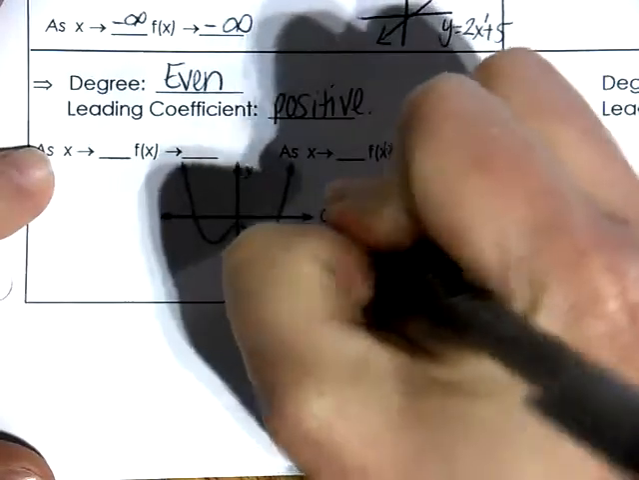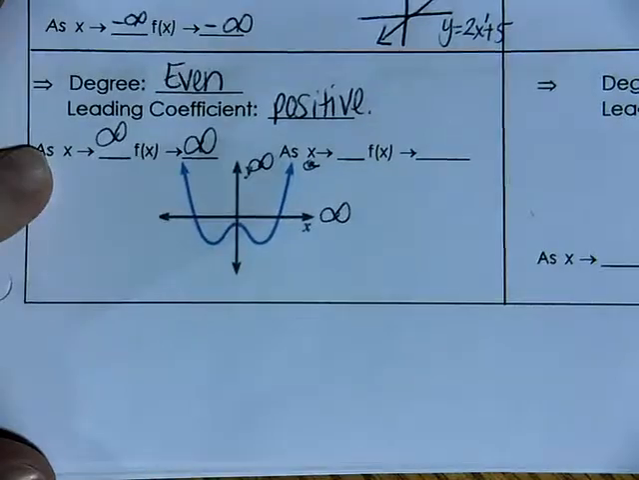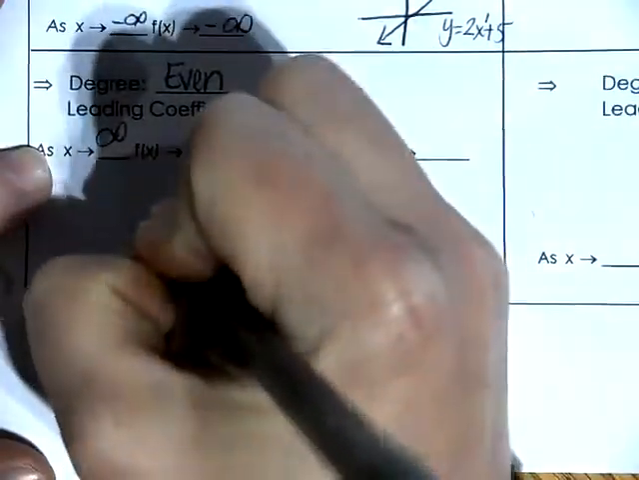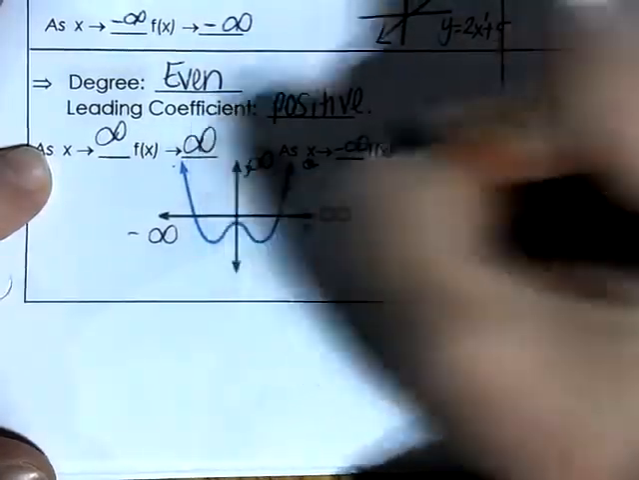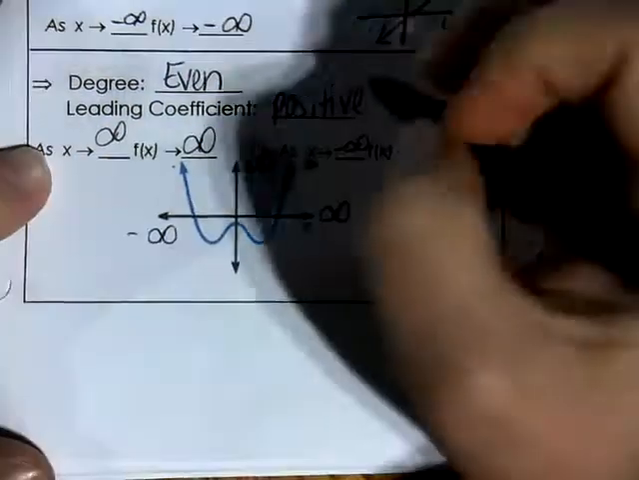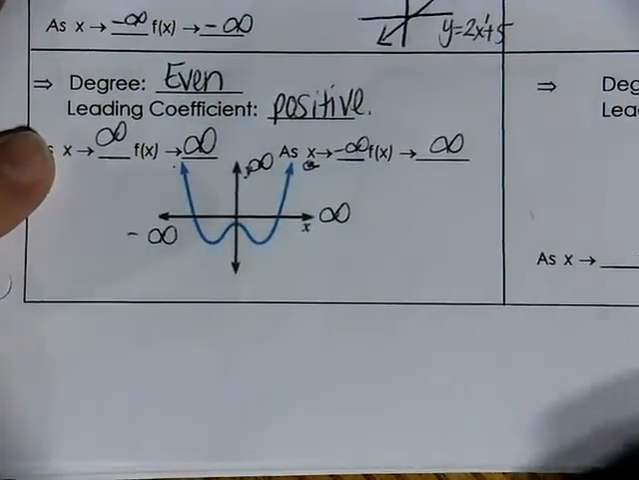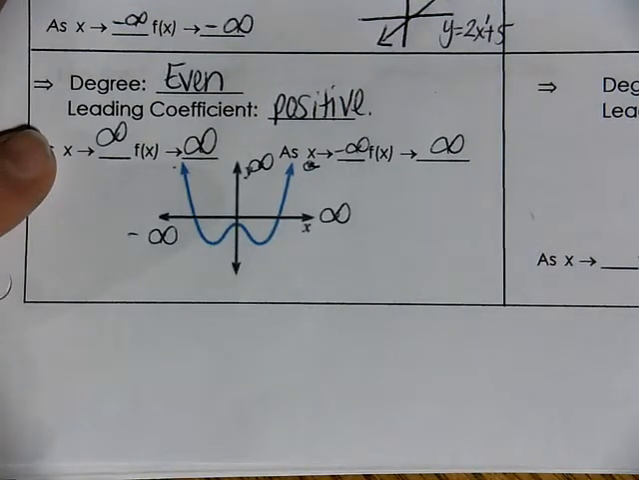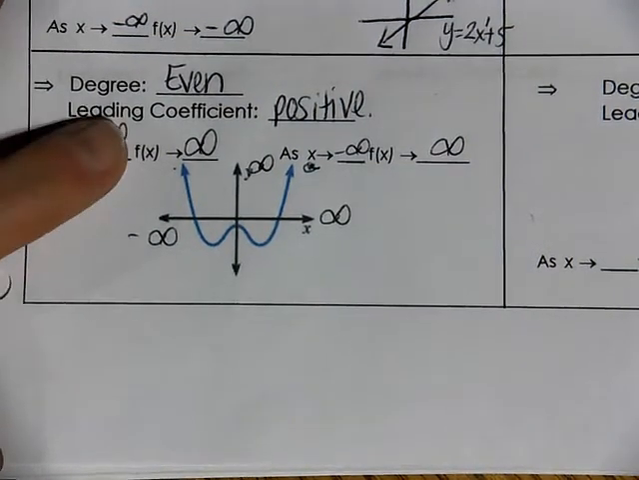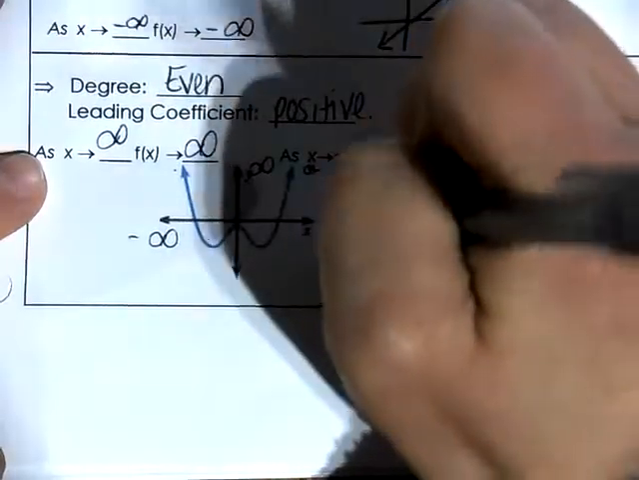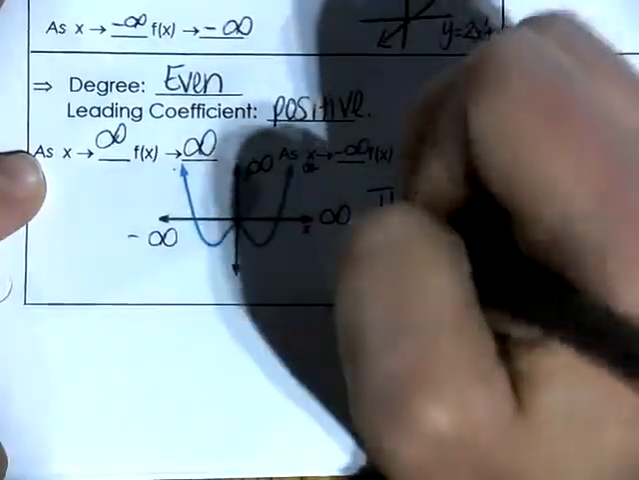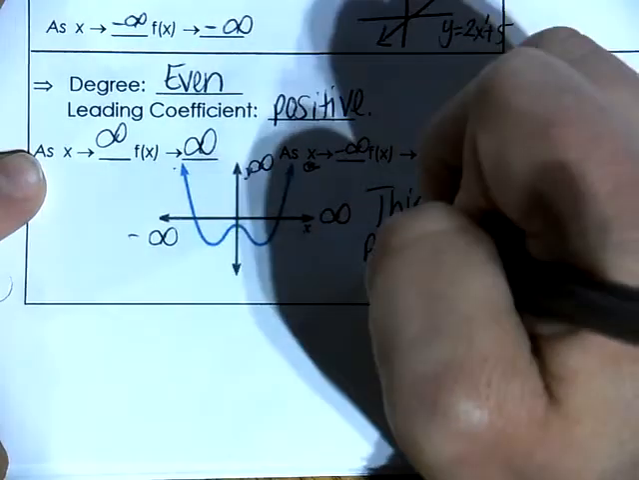And as x approaches positive infinity, we have an arrow pointing up. It's going up to positive infinity. And as x approaches negative infinity, we also have an arrow pointing up. So that means our function is approaching positive infinity. And whenever you are asked to identify the end behavior of an even positive function, I want you to think of a positive quadratic.